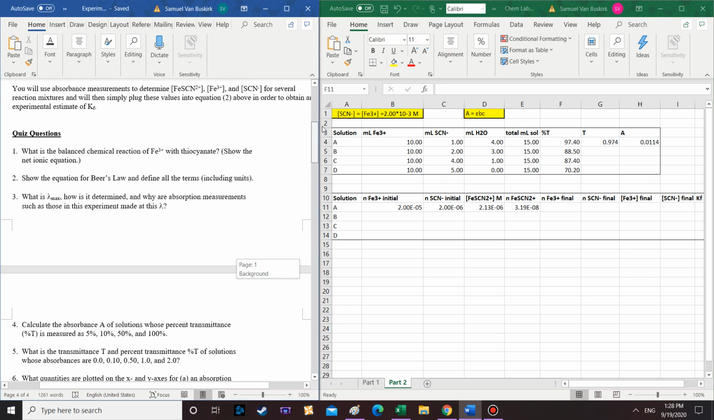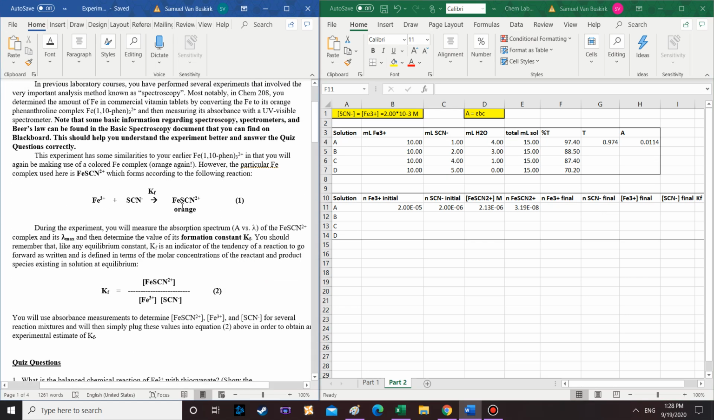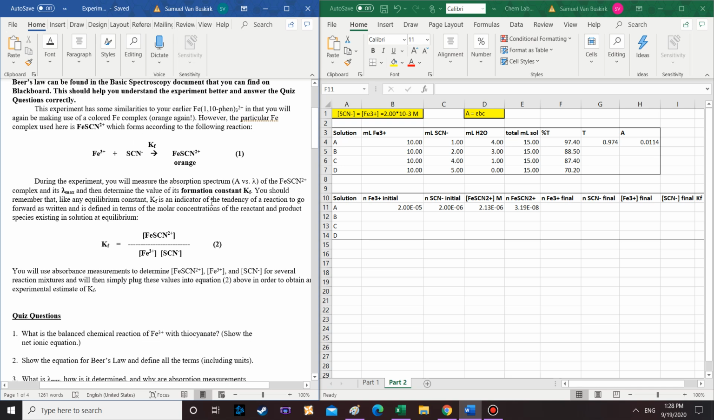If we go up to the top of this document, we can see the reaction written out for us. 1 mole of iron reacts with 1 mole of thiocyanate to make our orange product here, the iron thiocyanate. Now, this reaction occurs in a 1-to-1 ratio, right? All the reactants, 1 mole of each, combine to make 1 mole of product. Pretty straightforward. So knowing that, if we know how many moles of product we end up with, we're going to know how many were consumed to make it, right?